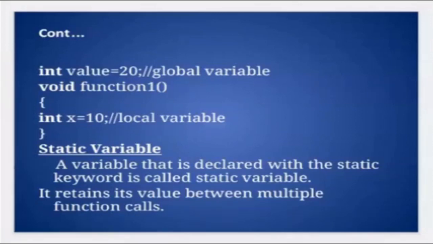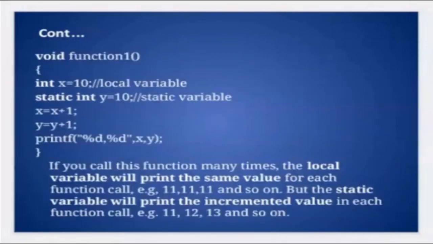And another type is static variable. A variable that is declared with the static keyword is called a static variable. It retains its value between multiple function calls. For example, here integer x is declared as a local variable, static integer y is declared as a static variable, and x is incremented and y is also incremented in the next statement. But if we call this function many times, the local variable will print the same value for every function call, for example, 11, 11, 11 and so on. But the static variable will print the incremented value in each function call, like 11, 12, 13, and so on.